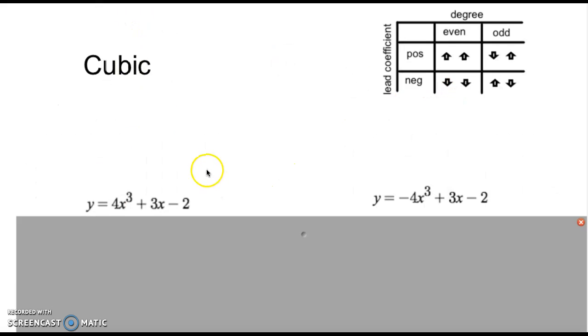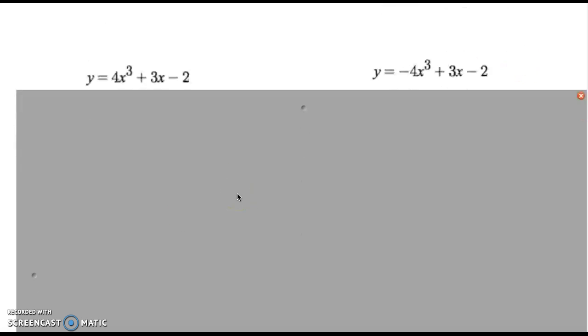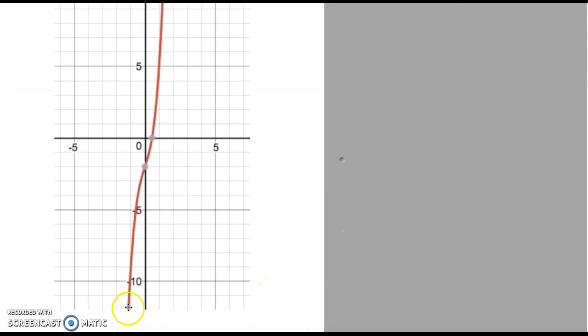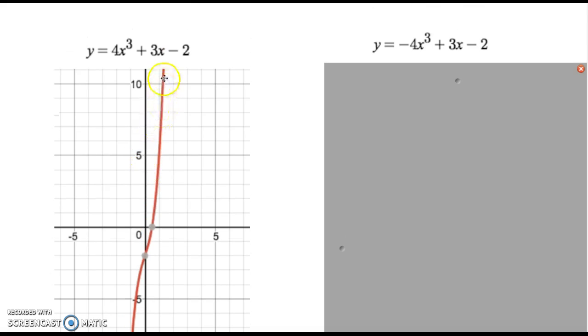this study island. Now I have almost the exact same problems, but they are cubic. So we look at the 4x cubed and we ignore all the rest of it. That just gives us different curves and swerves. We have a positive 4 with an odd 3 for our exponent. So positive, odd, means our end behavior starts down and ends up. So when we look at that, we start down, and as we go along, we end up.